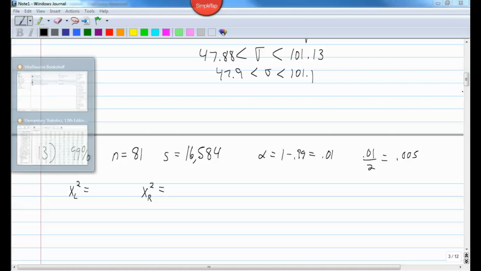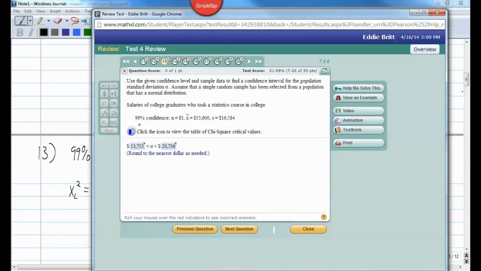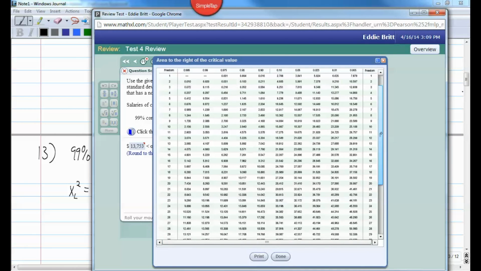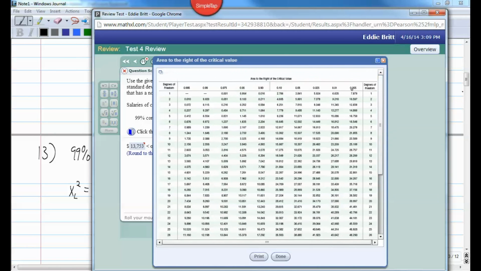Let's go to the table, and you can actually get the table from the problem if you just click this box here. It brings up a copy of the table, and you could print it out if you needed to. What was our degrees of freedom? We had 81 items, so 80 would be our degrees of freedom. And then we need the column 0.005.